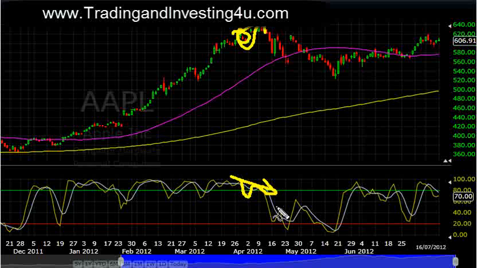Okay, but then look what happened through here. The stochastics made a bottoming, a reversal pattern, and the market started coming down through there. So this stochastic is a major powerful tool. It really is a major powerful tool.